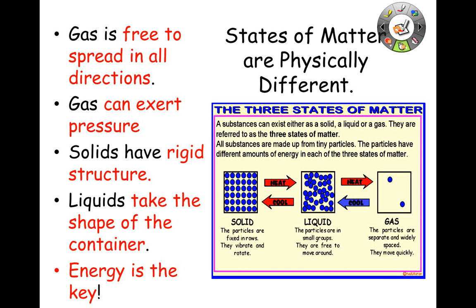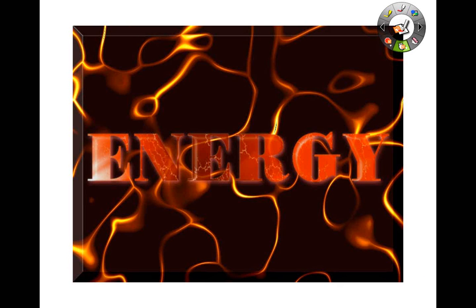The states of matter are physically different. Gas is free to spread in all directions, and gas can exert a pressure. Solids, as you know, have a rigid structure. Liquids take up the shape of the container. The difference between each of these is energy. The amount of energy in a solid is different than the amount of energy in a gas or a liquid. It's all about energy.